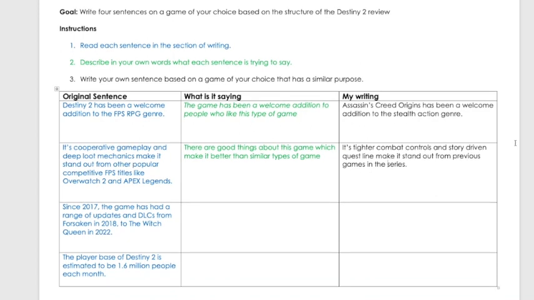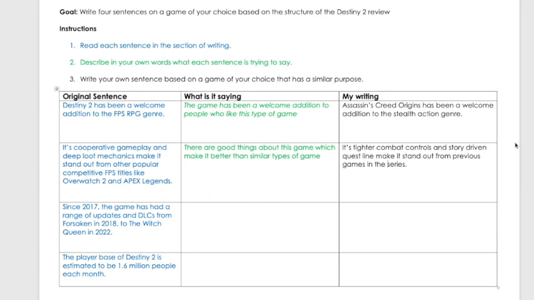When you work on this piece, your goal is to create 4 sentences on a game of your choice. They might read similar to my pieces about Assassin's Creed Origins, but they should be different because the good things about your game are going to be different to Destiny 2 and Assassin's Creed. So it's all about recognizing what you're trying to say and swapping in the language that you need in order to get your message across.